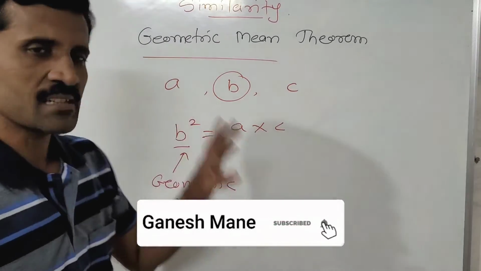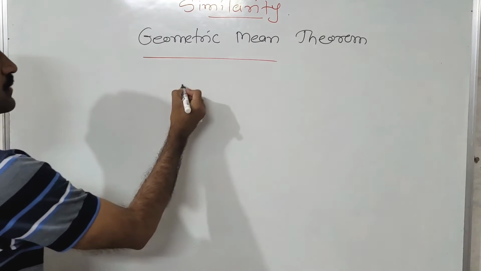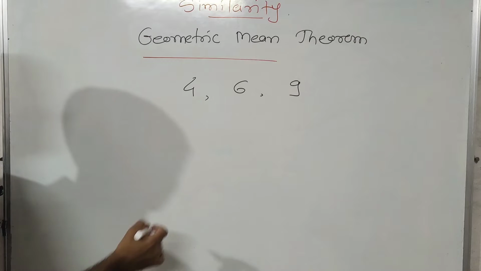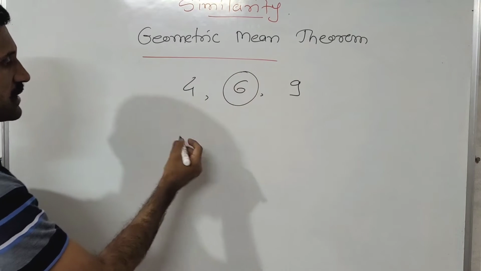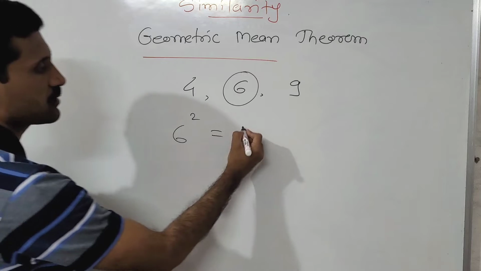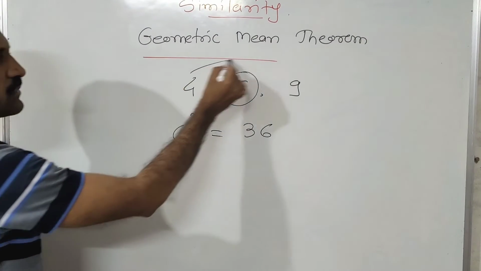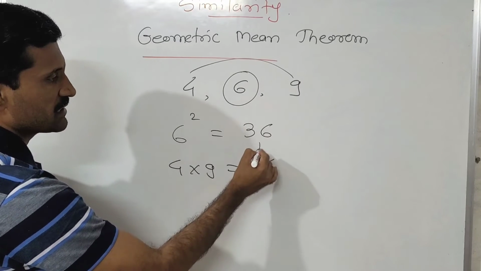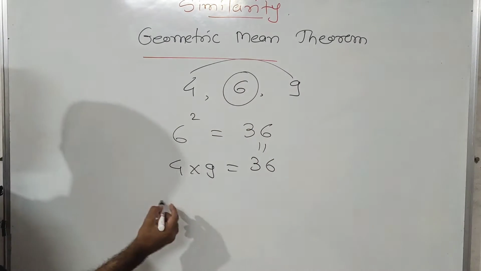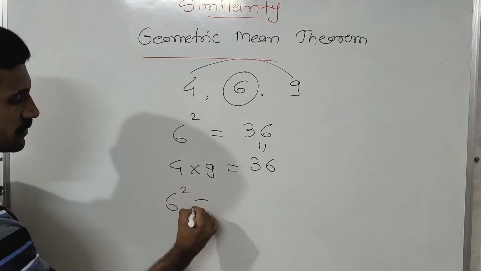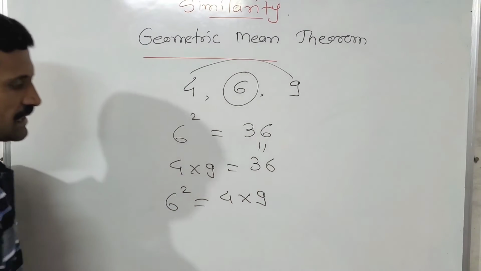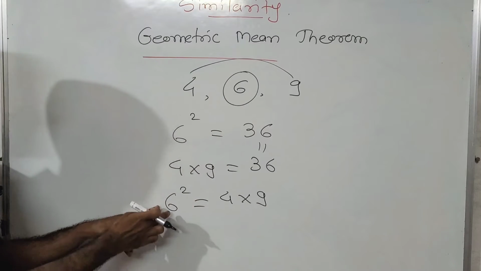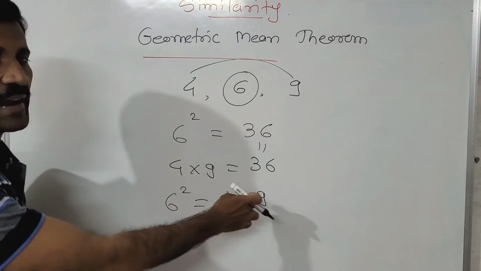Now, let us illustrate this by one example. Let us have 3 numbers 4, 6 and 9. So these are the 3 numbers. The middle number is 6. So if we make a square of that, 6 square is equal to 36. And the remaining 2 numbers are 4 and 9. So again 4 into 9 is equal to 36. So as you can see here, these 2 numbers are equal. So from this, we can conclude 6 square is equal to 4 into 9, that is the square of one number is equal to the product of remaining 2 numbers. That's why here 6 is the geometric mean of 4 and 9.